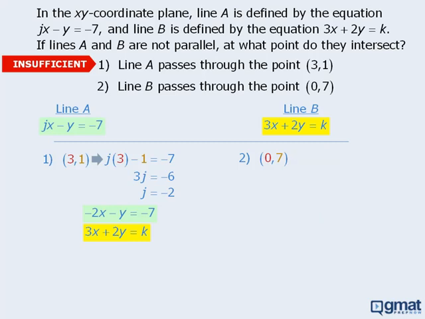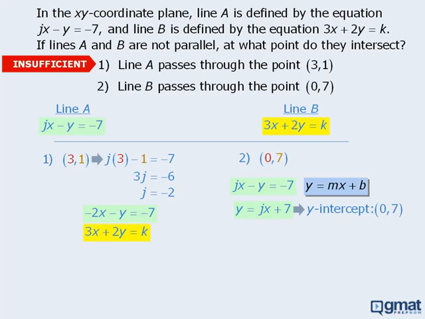Statement 2 tells us that line B passes through point 0, 7. Now let's take the equation for line A and see what we can learn about this line if we rewrite the equation in slope y-intercept form. When we rewrite this equation in this form, we can see that the slope of this line is j, and the y-intercept is 7.